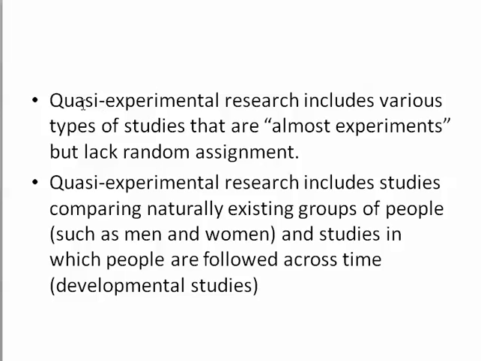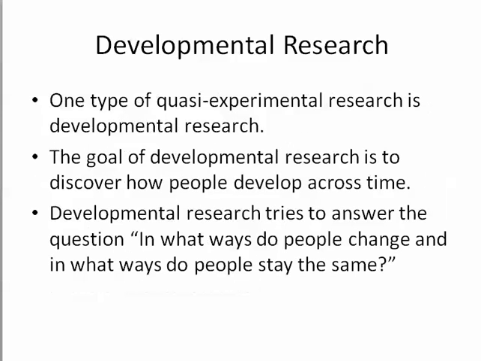So a quasi-experiment is closer to being an experiment than a correlational study is, because in a quasi-experiment you're not just collecting data, you're actually selecting what specific groups of people you want to compare. However, you're not randomly assigning people to those groups, so it's not a true experiment. One type of quasi-experiment is developmental research. In developmental research, you compare people at different ages.